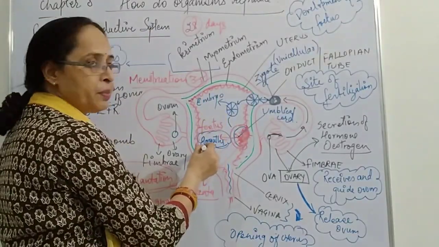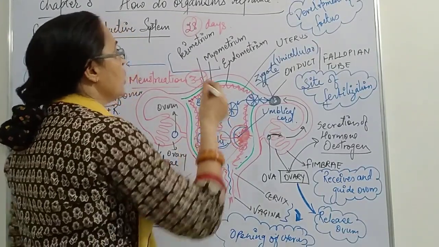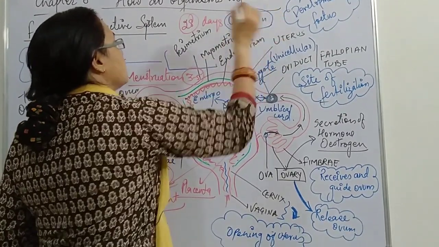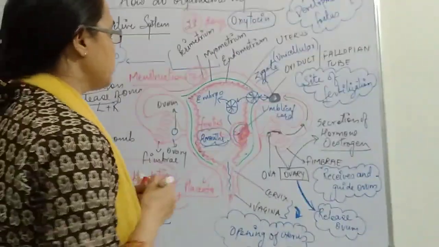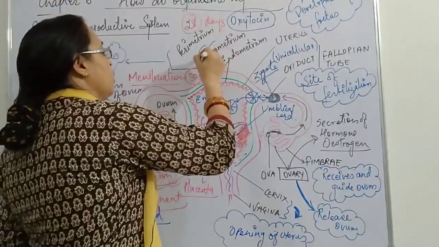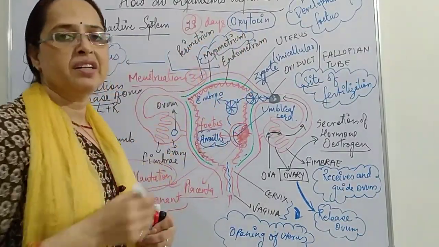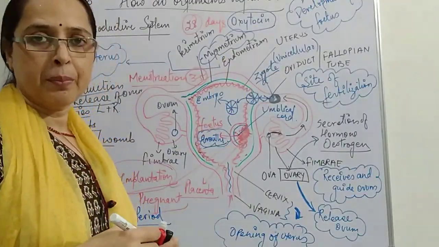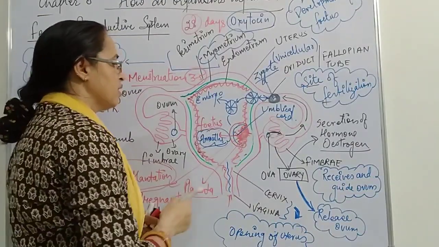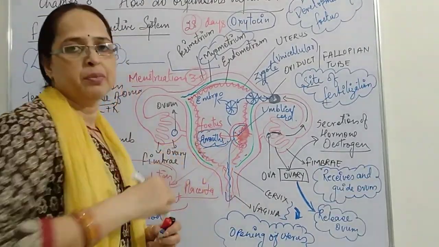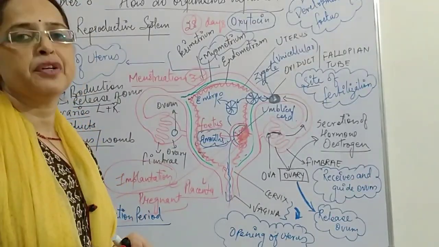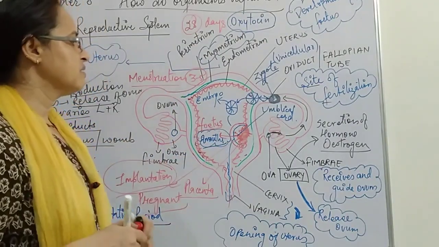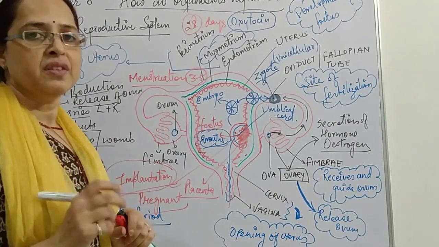Then when the gestation period is completed, the hormone oxytocin is released, which causes the middle layer of the uterus to contract. This middle layer of the uterus contracts, causing labor pains and expelling the fetus out of the body of the mother. That is, the delivery of the baby takes place, or the birth of a baby occurs. So this is the complete female reproductive system.